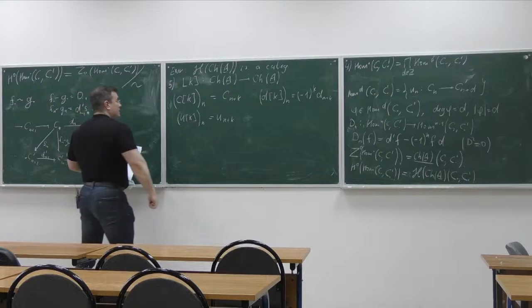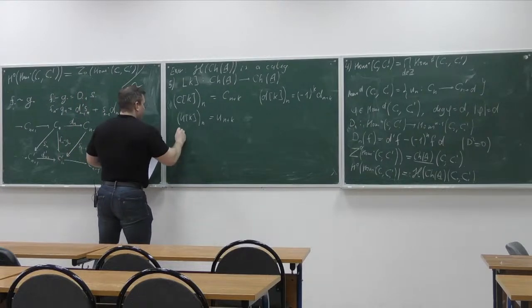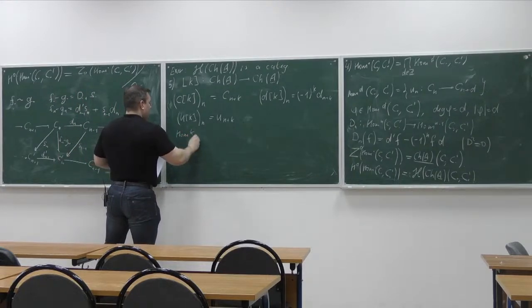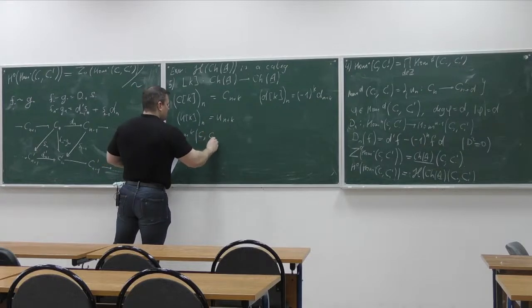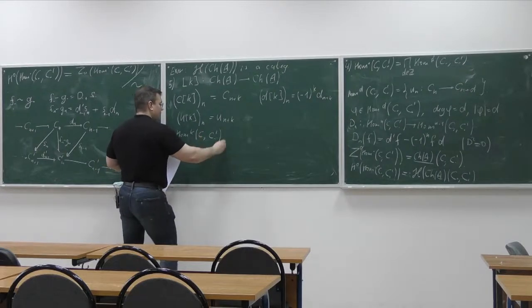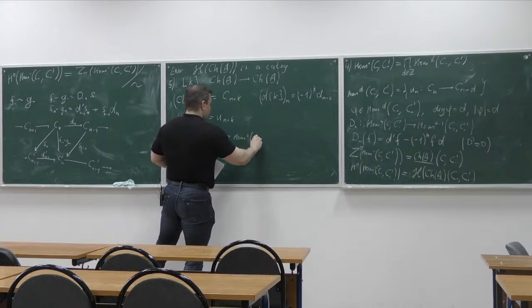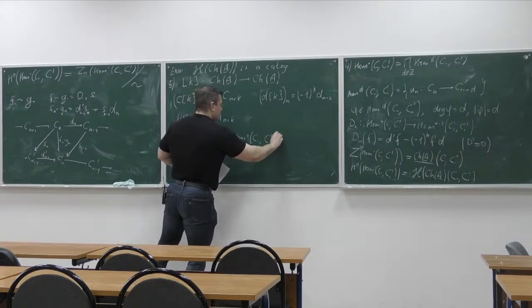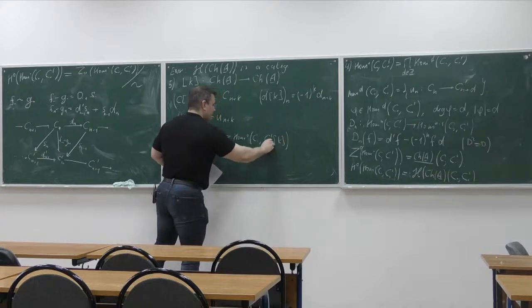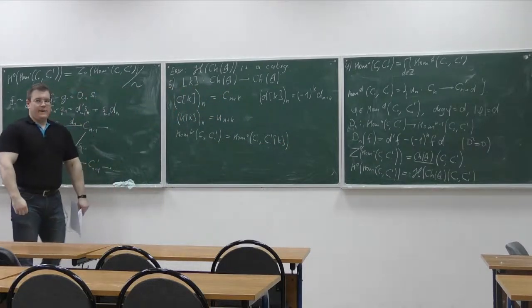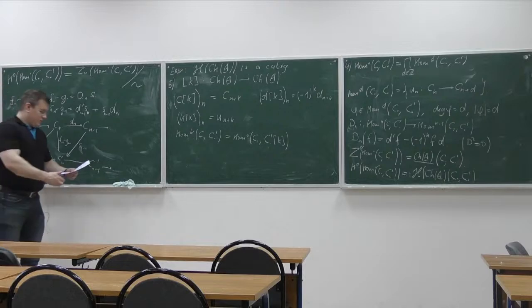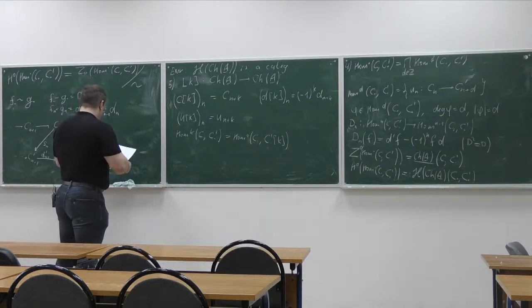So, for example, how can you use this? You can write that the Hom of degree k from C to C prime is the same thing as the Hom of degree 0 from C to C prime shifted by k. It's just a reinterpretation of what we have before.